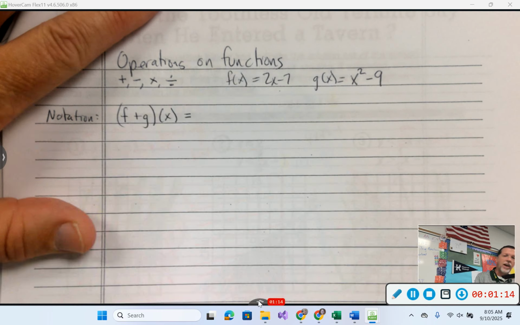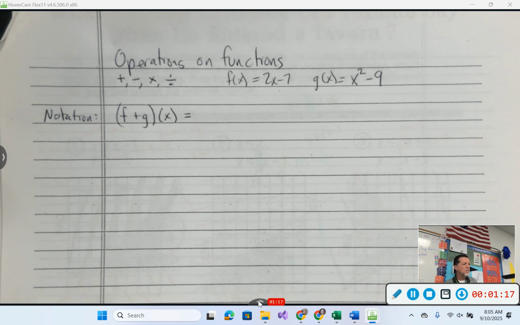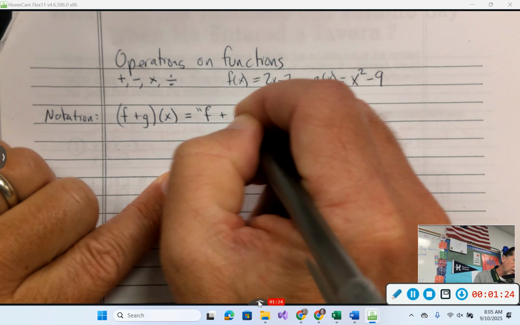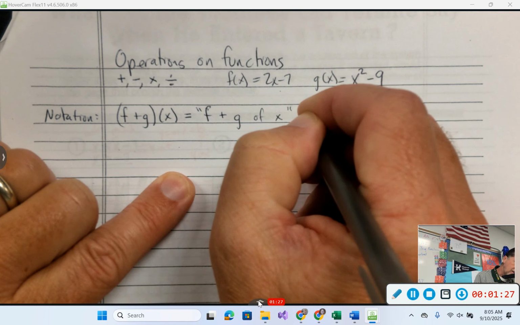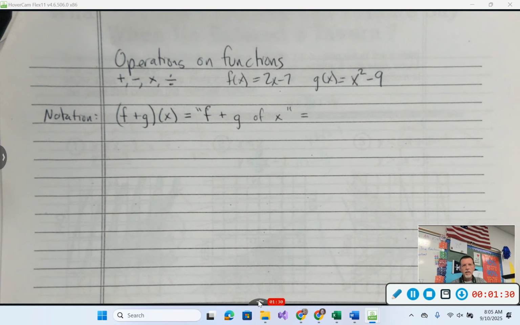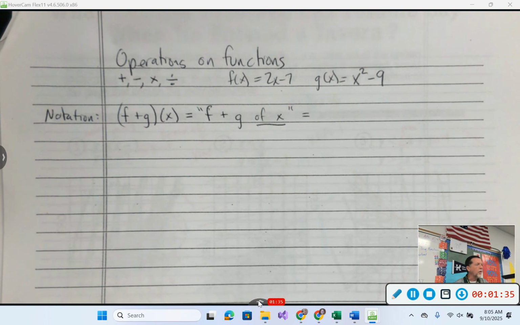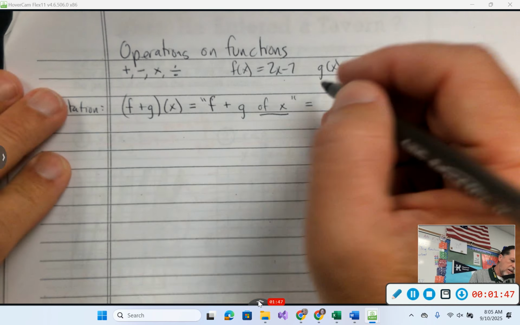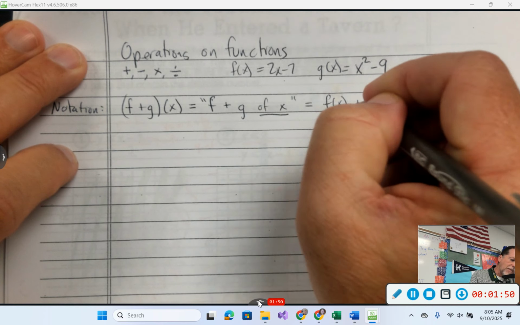f plus g of x. Let's first think about how we say that: f plus g of x. The of x is the important part. The thing in parentheses is what goes in. You don't add f and g and then multiply by x. You add f and g and then plug in whatever is in parentheses. So another way to say this is it's just f of x plus g of x.